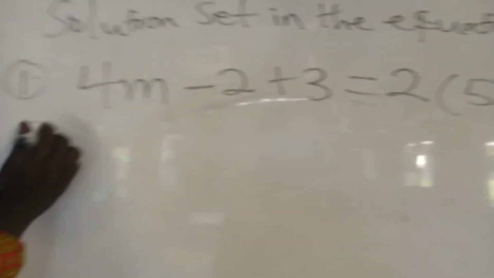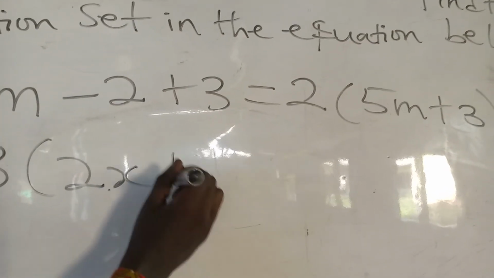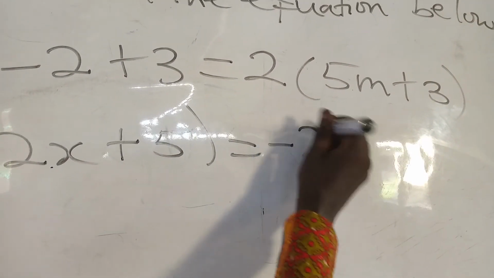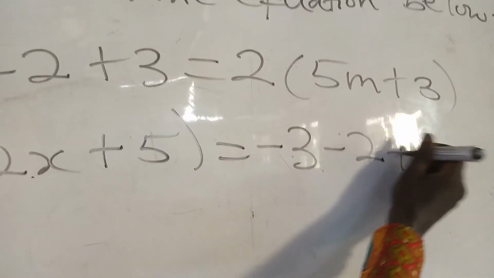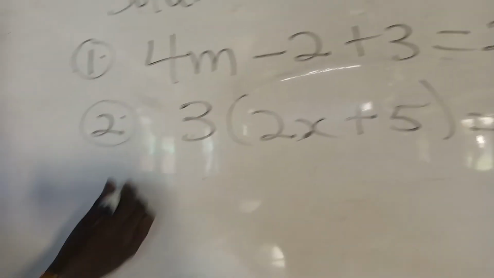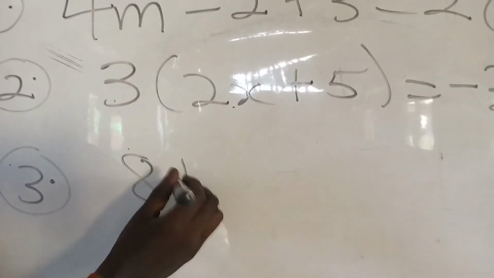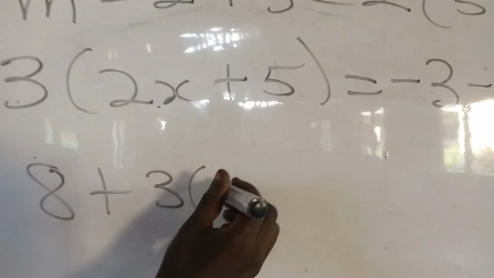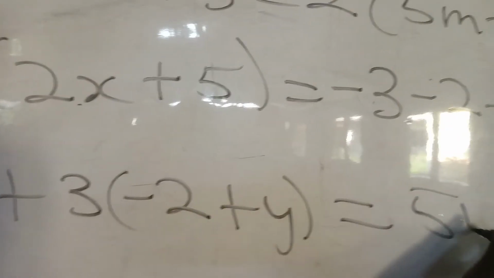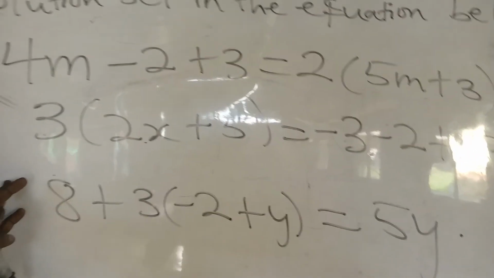2. 3. 2x plus 5 is equal to negative 3 minus 2 plus 5x. 3. 8 plus 3 bracket negative 2 plus y is equal to 5y. So you can try these questions at your leisure time.